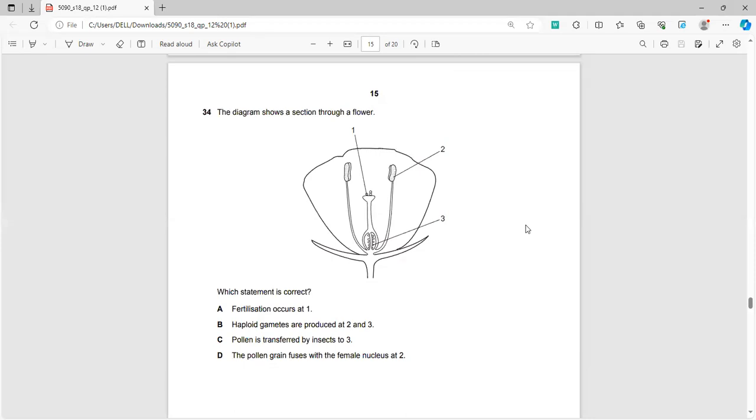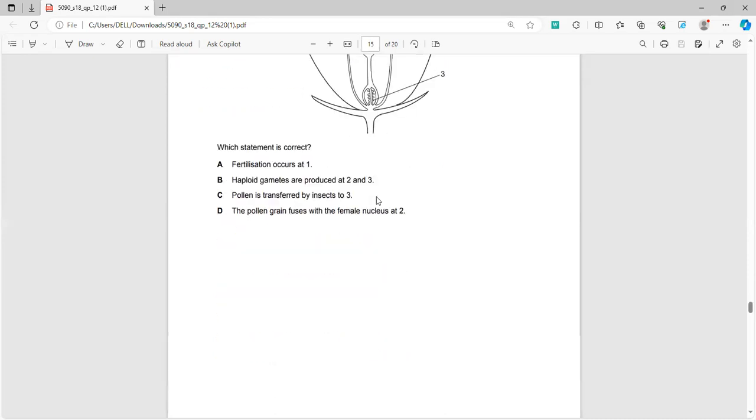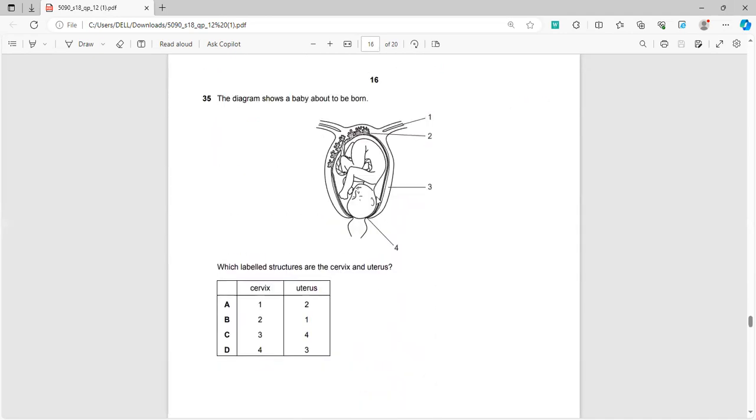Now in question number 34, which statement is correct? Fertilization occurs at one. Haploid gametes, yeah, fertilization happens at the stigma. This is correct. Number one. Question 35, which labeled structures are the cervix and the uterus? So the baby comes out down this, this is the uterus in which the implantation has occurred, and the pathway is known as the cervix. So this is code number two. This is number three.